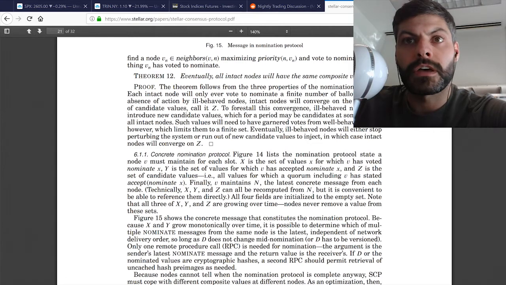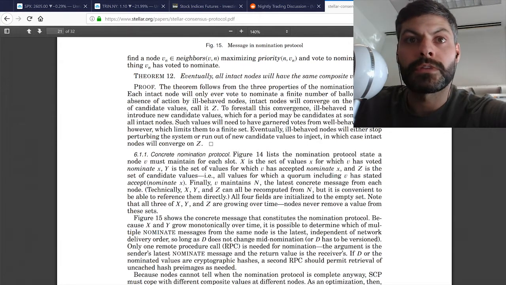Y is the set of values for which v has accepted nominate x. And z is the set of candidate values, that is, all values for which a quorum including v has stated accept nominate x. Finally, v maintains n, the latest concrete message from each node. Technically, x, y, and z can all be recomputed from n, but it is convenient to be able to reference them directly. All four fields are initialized to the empty set.